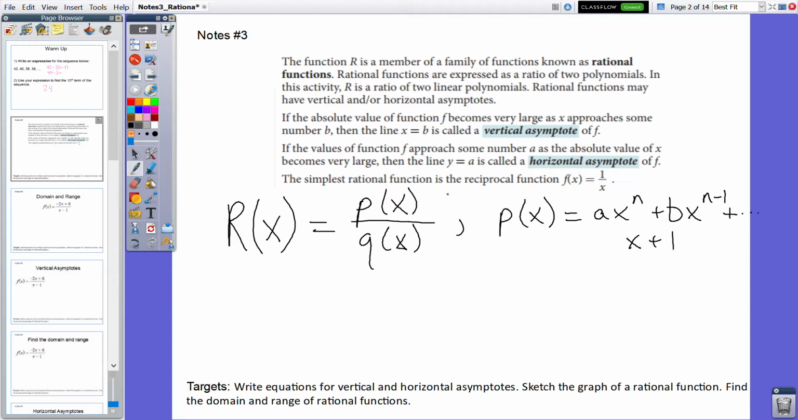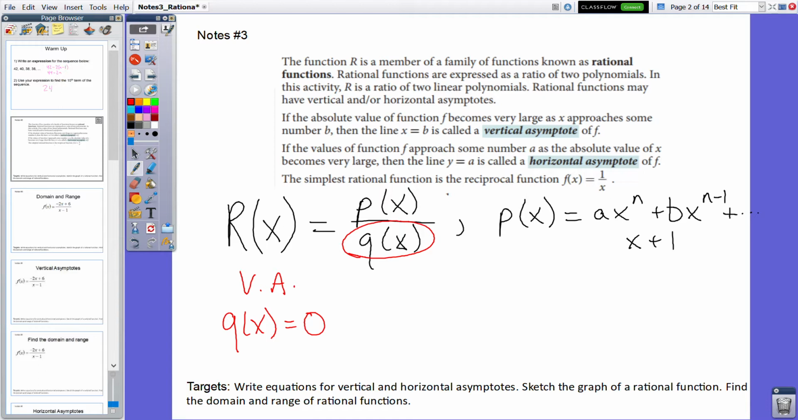We want to talk about vertical and horizontal asymptotes. So a vertical asymptote, as you can see right here, it says as the absolute value of a function f becomes very large as x approaches some number b, then the line x equals b is a vertical asymptote of f. All that's really saying is this. If we take our denominator, our vertical asymptotes can be found where this denominator is equal to 0. So if we can identify any real zeros or real solutions of the equation q of x is equal to 0, that's where we're going to find a vertical asymptote.